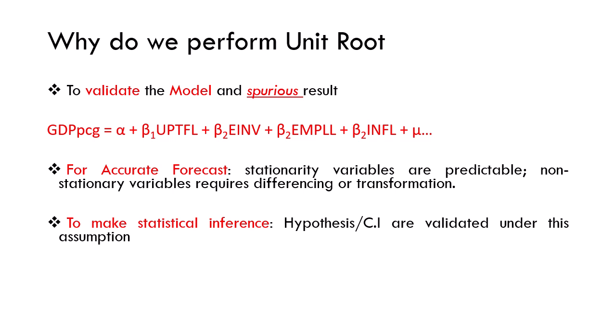Once you validate the model, this avoids the result leading to a spurious outcome. Spurious being the fact that the outcome, when a unit root test is not performed, could lead to a situation where you cannot make an informed decision based on the outcome. You cannot use it for forecast, which also leads us to saying that you perform unit root tests for accurate forecast.